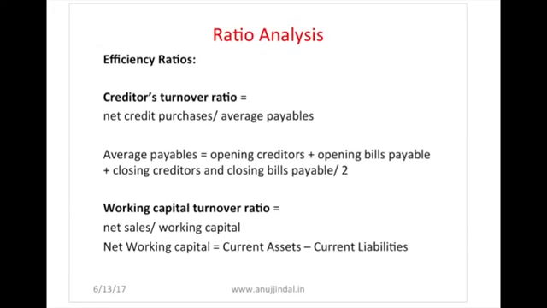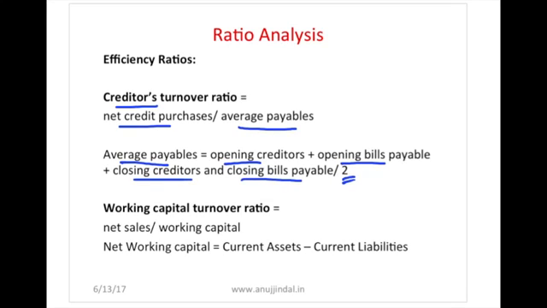The next that we have is creditors turnover ratio. Creditors turnover ratio is net credit purchases upon average payables. So in debtors turnover ratio we had net credit sales upon average receivable. Here it is otherwise, we are taking into consideration net credit purchases divided by average payables. Average payables are opening creditors plus opening BP or bills payable plus closing creditors plus closing bills payable divided by 2.